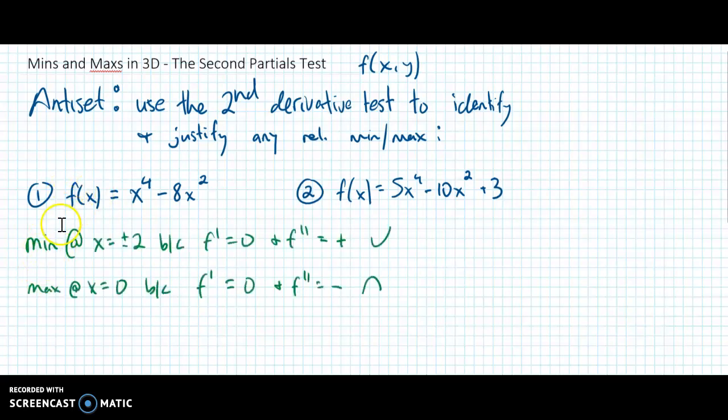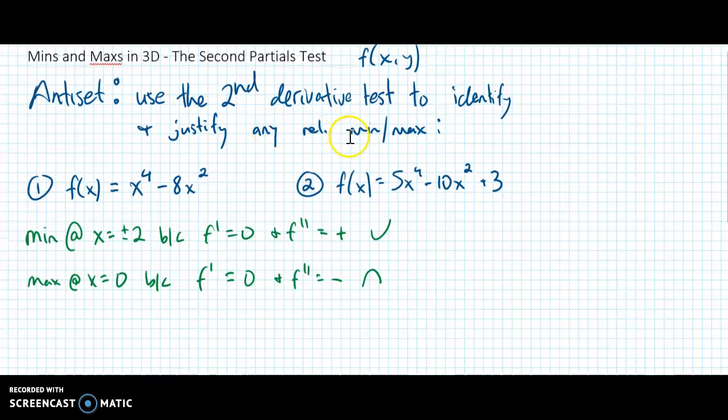The statement that you should have for number 1 at the end of all your work is we get a min at x equals plus or minus 2 because f prime is 0 and f double prime is positive. I always draw concave up to make sure that I'm saying the right word here. We get a min. We get a max at x equals 0 because f prime is 0 and f double prime is negative. If you want to see that full process worked out, I'll walk through it right now. If not, hopefully I'll post a timestamp and you can check your work for number 2.